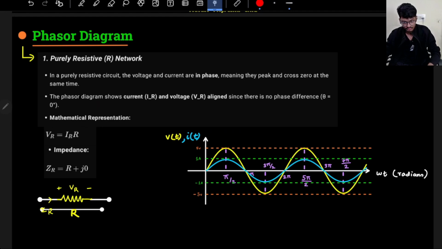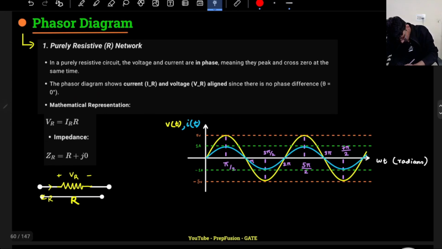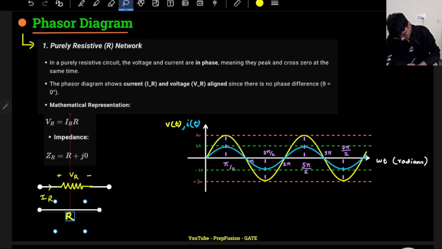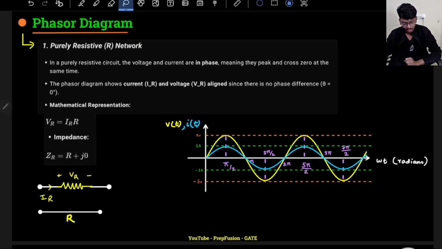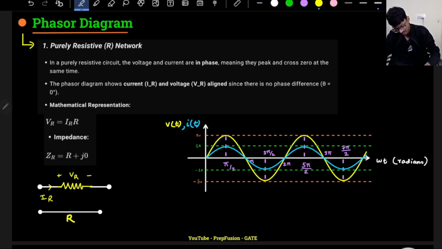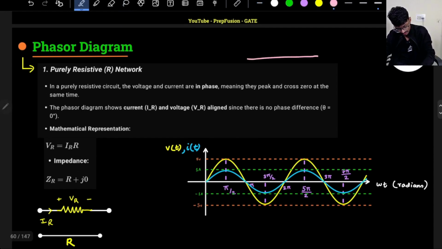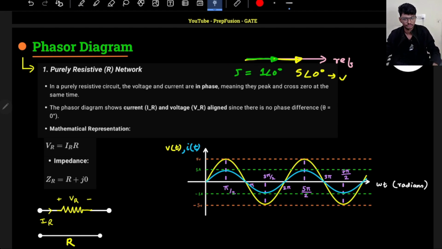So how do I draw the phasor diagram? IR is here. The phasor diagram will be something like this. As there is no phase difference, if I take the voltage as reference, sine omega t as reference, here is my voltage signal, 5 angle of 0. The current also will be in the same phase, 1 angle of 0. So this will be my current and this will be my voltage. Both of them will be in the same phase, so they will be along the reference only.